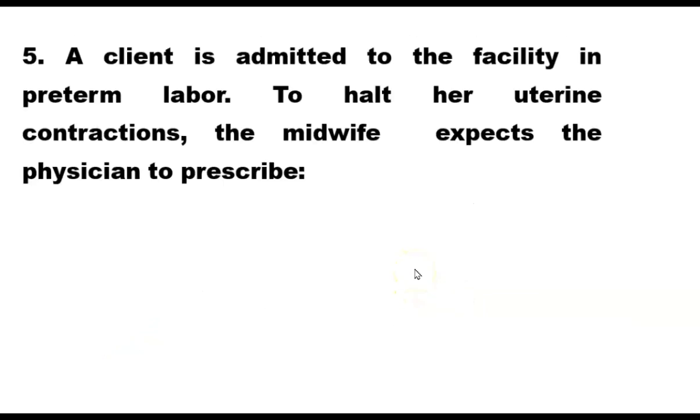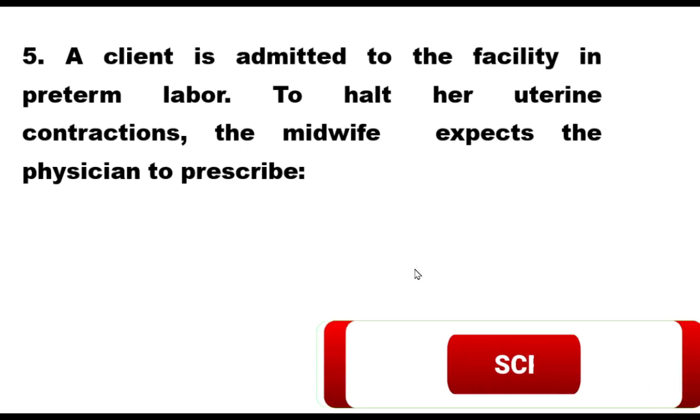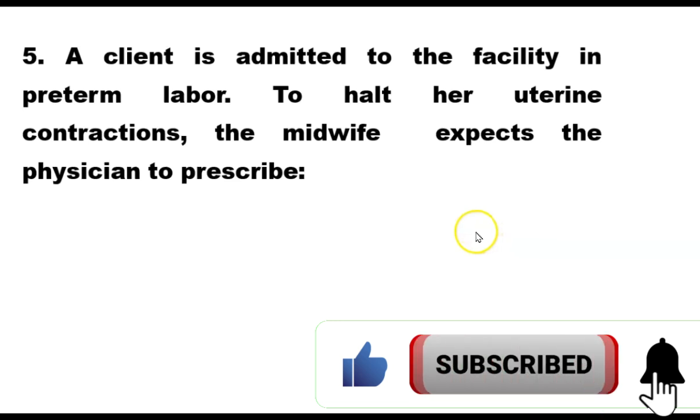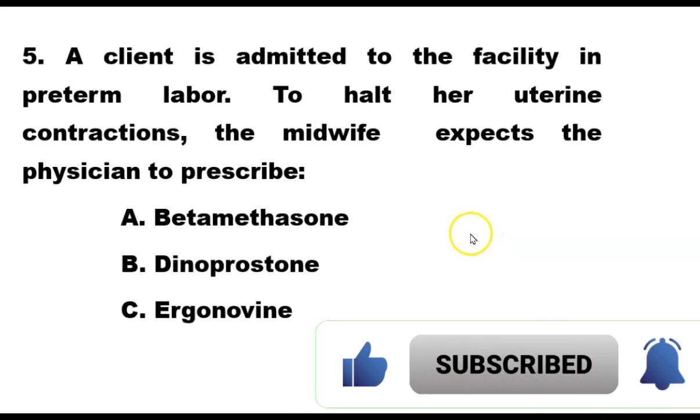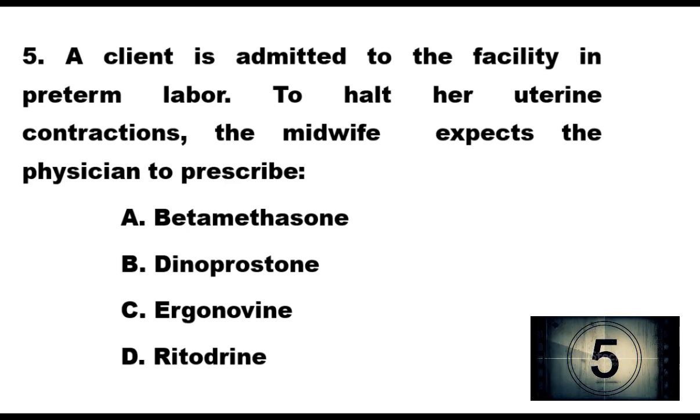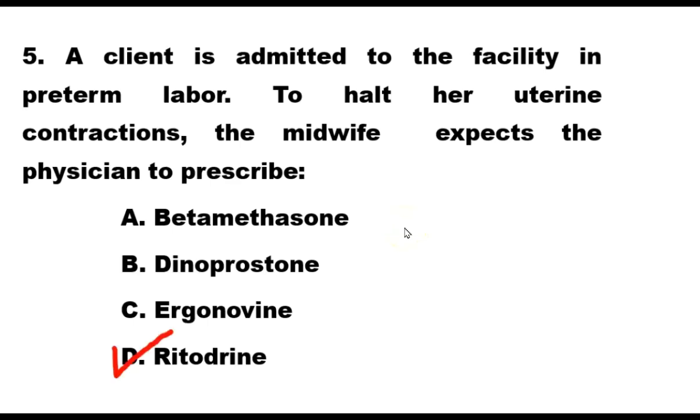Question number 5. A client is admitted to the facility in preterm labor. To halt her uterine contractions, the midwife expects the physician to prescribe A. Betamethasone, B. Dinoprostone, C. Ergonovine or ergometrine, D. Ritodrine. Think about it for 5 seconds. The correct answer is D. Ritodrine.